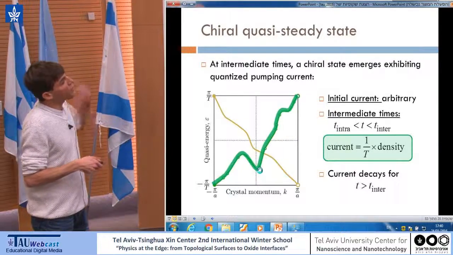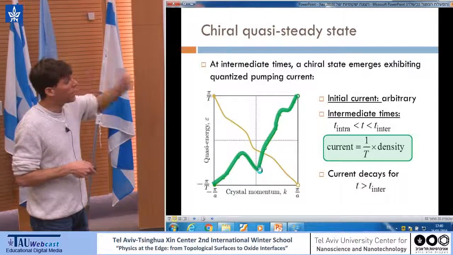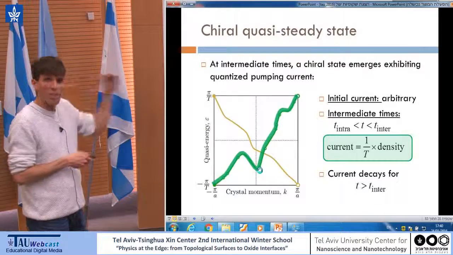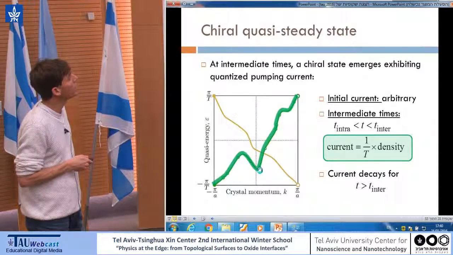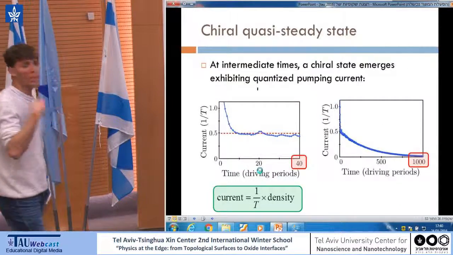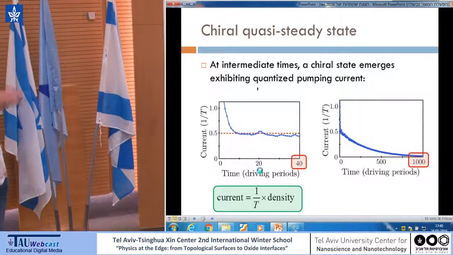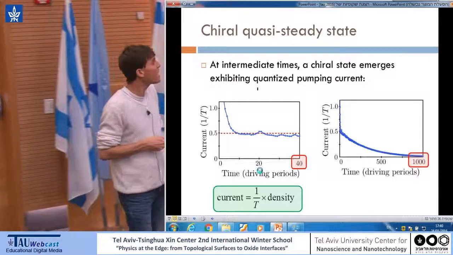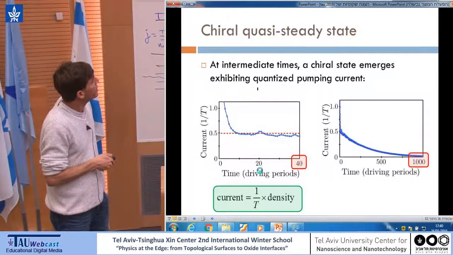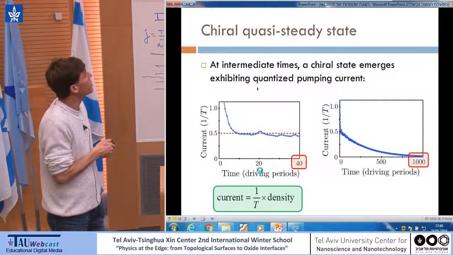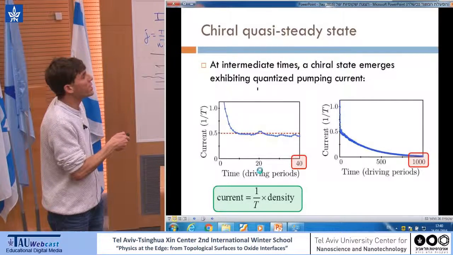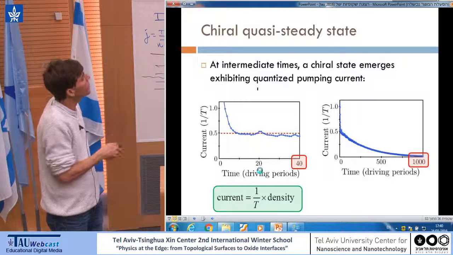And then at very long times, once the interband scattering starts kicking in, this current is going to decay. Okay, so this is exactly what we see in exact numerics. We basically use exact diagonalization to propagate the dynamics here. And you can see the following. You start with some arbitrary current. This is the number of driving periods. And this initial current is just completely arbitrary.